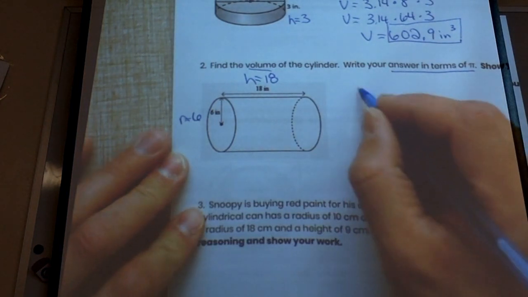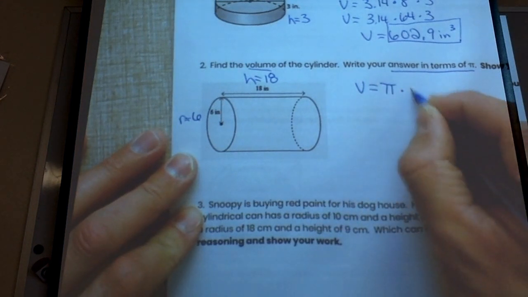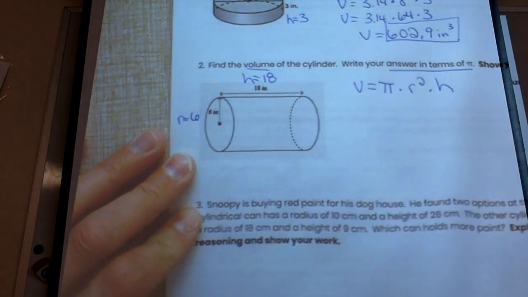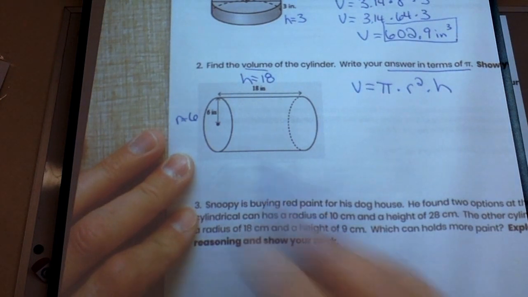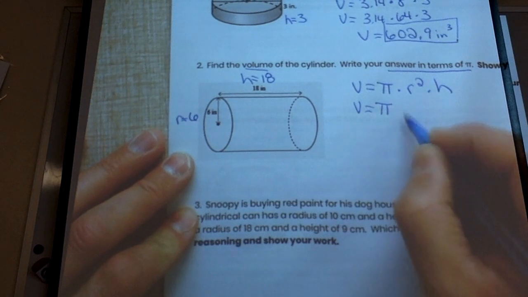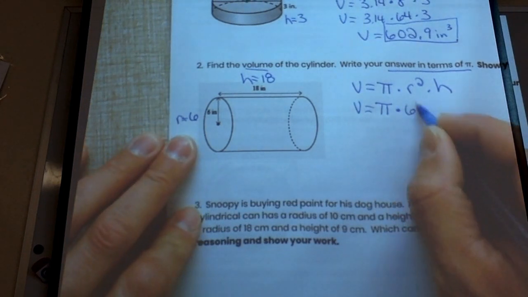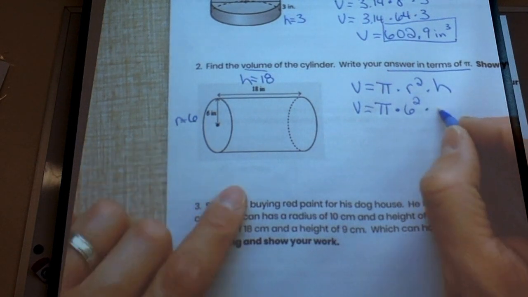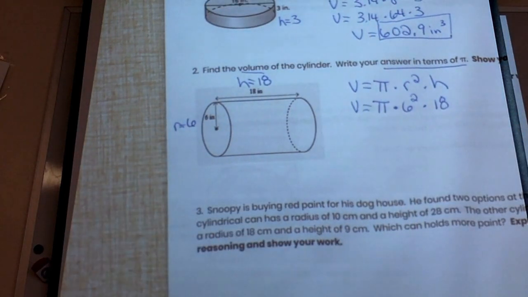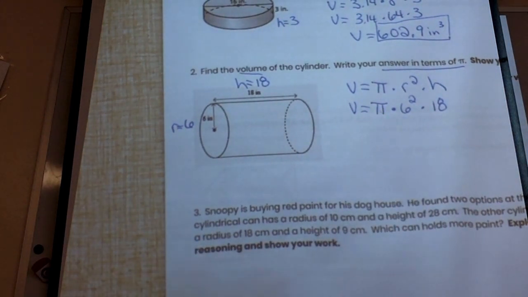Alright, so let's use our same formula. Volume equals pi times radius squared times our height. And let's just plug in the information that we know. We know our volume equals, we know pi is pi. We've got to keep it the same. We know our radius is 6, so it's going to be 6 squared. And we know our height is 18. So, when we're leaving in terms of pi, it means we're just going to keep it there. We're not going to multiply by pi at all. We're just going to keep it as part of our answer.